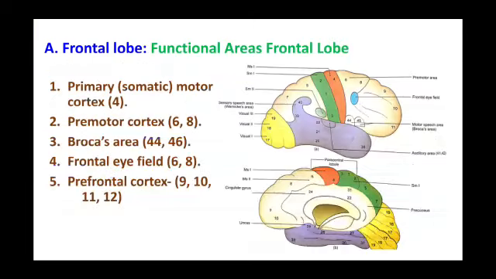So coming to the functional areas of the frontal lobe, we have basically five areas. Primary motor cortex, that's area number 4. Premotor cortex, areas 6 and 8. Broca's area, areas 44 and 45. Frontal eye field, areas 6 and 8. Prefrontal cortex, areas 9, 10, 11 and 12. Now we'll take up each one of these separately.